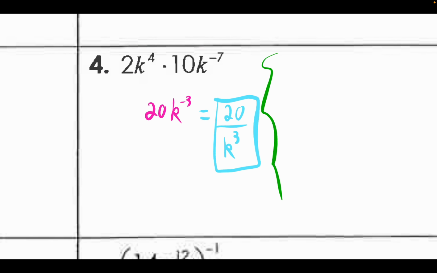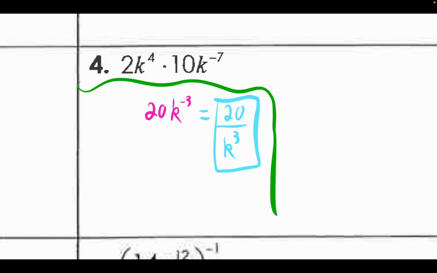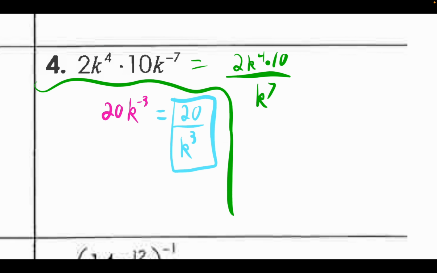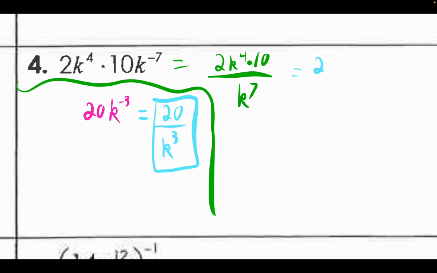Now, another way you could have approached this problem initially would have been to say, this is really 2k to the 4th staying the same, times 10 over k to the 7th. And take this k to the negative 7th, and reciprocate it, or put it on the bottom right away. That's certainly an option as well. And how you would go about this then is you say 2 times 10 is 20, just like before. And k to the 4th times k to the 7th.